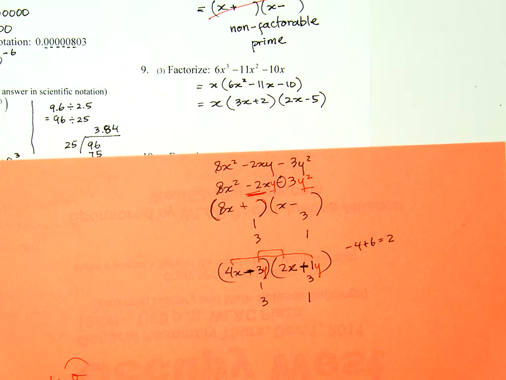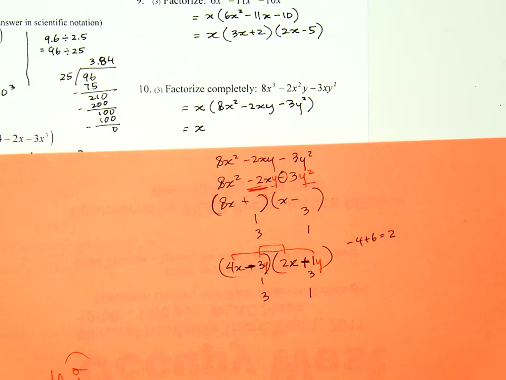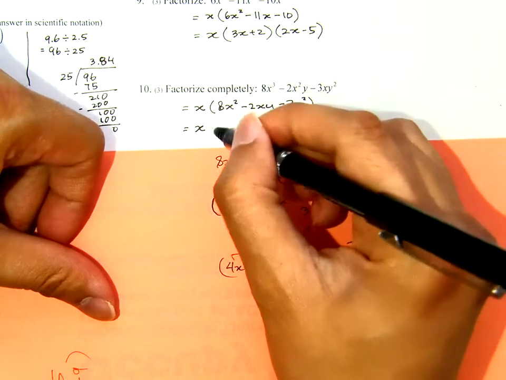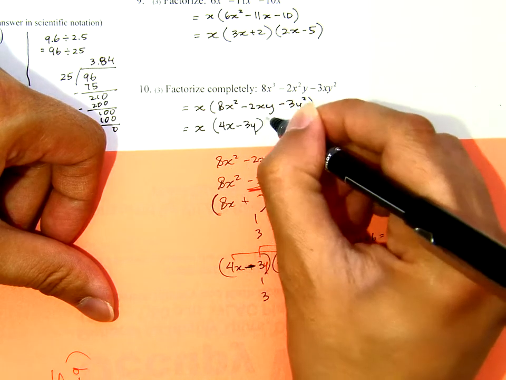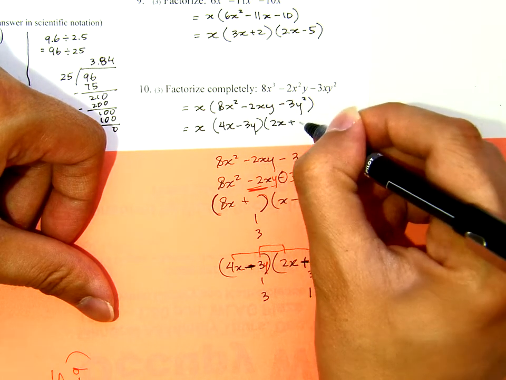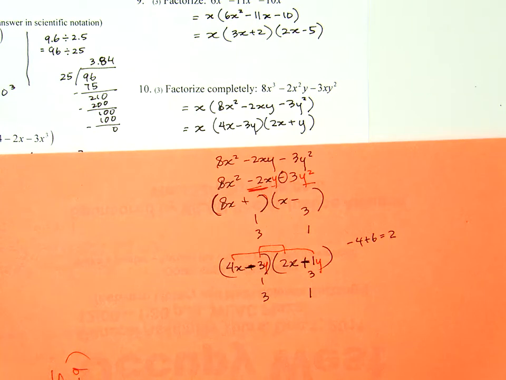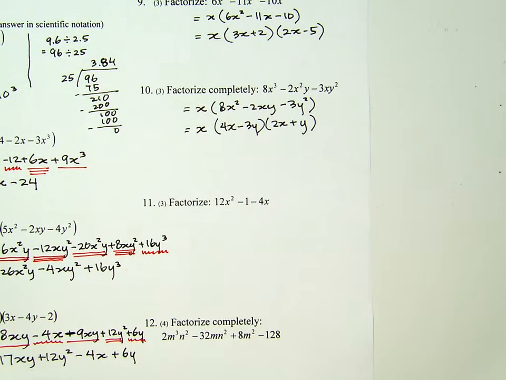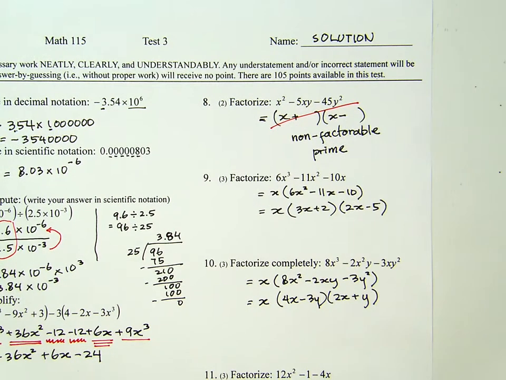Okay? Now, in other words, if I look back to my question, number 10 there, then this will be x times 4x minus 3y, 2x plus 1y or just y. Okay? Now, this is for 2011 Math 115, Test 3, number 8, number 9, number 10.